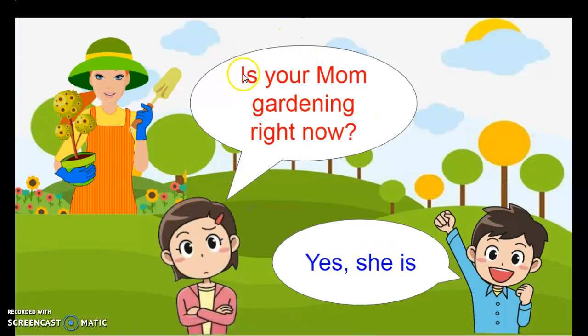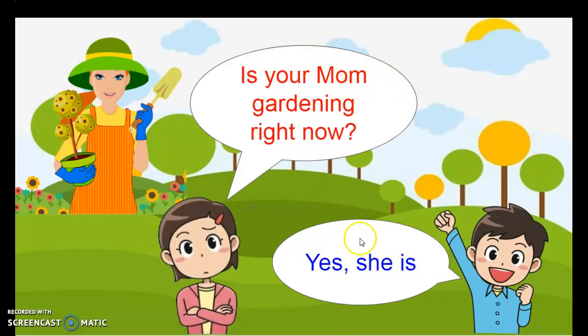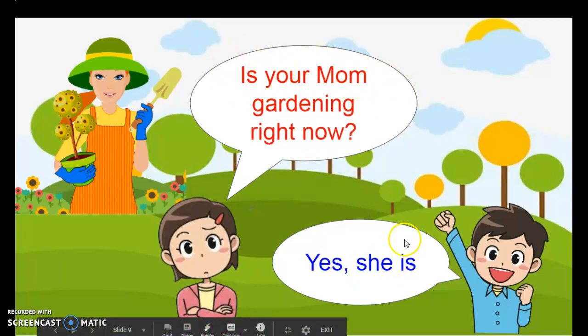We go here. Is your mom gardening right now? Yes, she is. Okay. Apakah ibumu sedang berkebun sekarang? Ya. Kalau iya, jawabnya yes, she is. Remember, your mom is she, and then to be-nya is. Yes, she is. Get it?